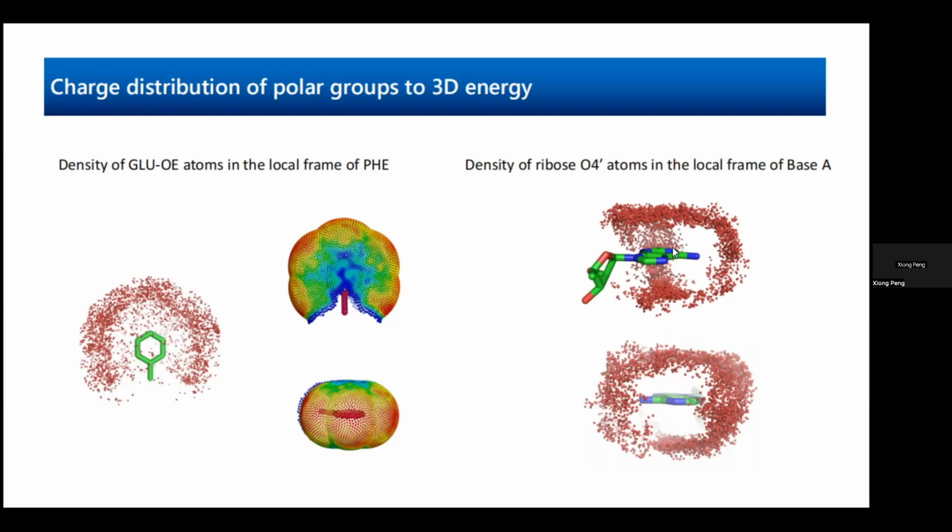And similarly, if we extend this idea, if we put the ribose O4 prime atoms in the local frame of base adenine, we can get a specific distribution. So we can convert this three-dimensional distribution to a statistical energy function. And this is our 3D energy.